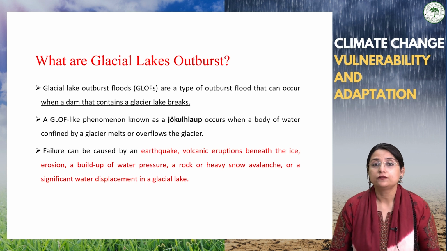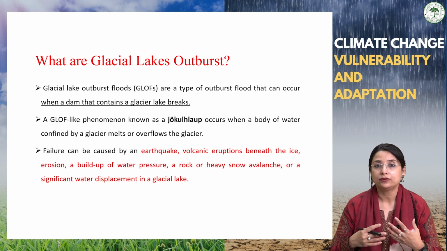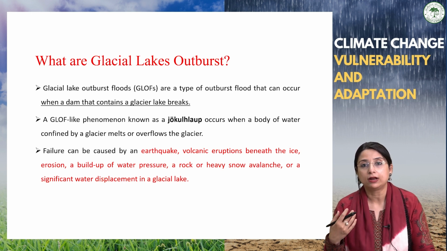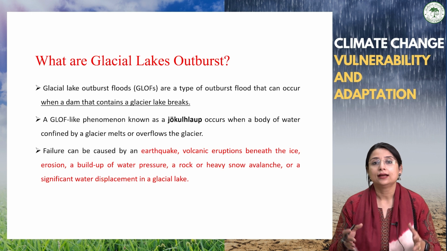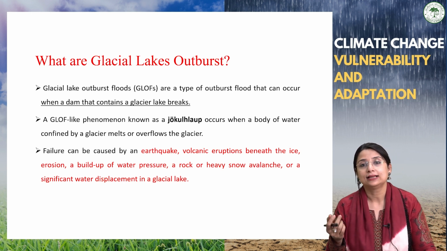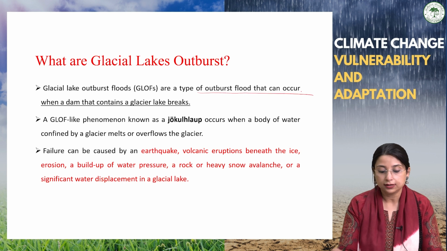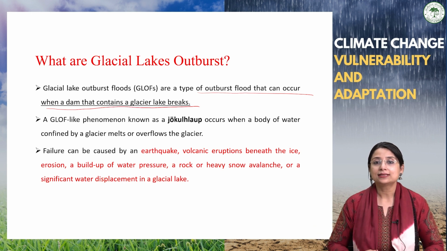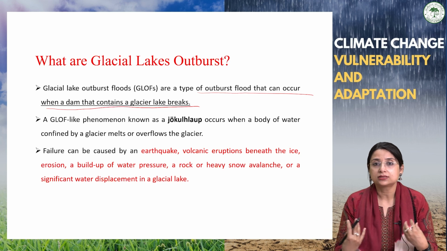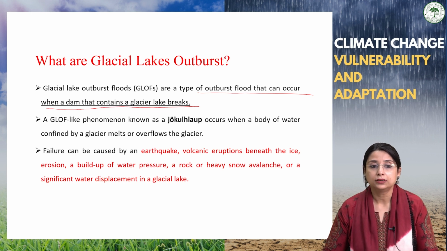Before proceeding, we should first understand what a glacial lake outburst is. We have already talked about what glacial lakes are. Glacial lake outburst floods are a type of outburst flood that can occur when a dam, or the surrounding which holds the glacial lake, breaks or is breached. That causes a glacial lake outburst. In simple words, these are outburst floods that occur when a dam that contains a glacial lake breaks. Many times the moraines dam the glacial lake, and if they break or are breached, then the glacial lake outburst hazard occurs.